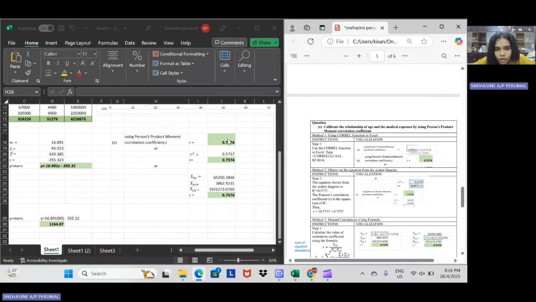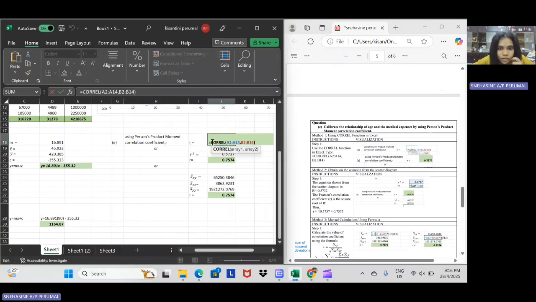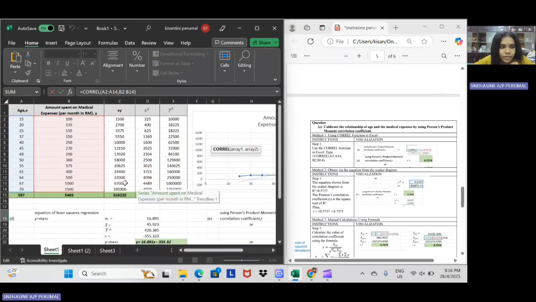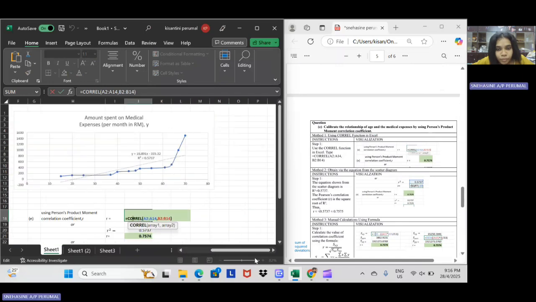The first step is you have to type equals correlation, and then you have to highlight the blue color one. You have to highlight the X, comma, and then you have to highlight the amount spent on medical expenses. You can see the red color, right? So you have to highlight everything of y. So you will get this answer.